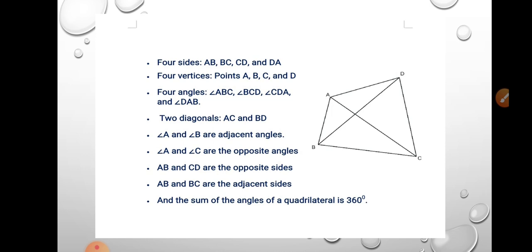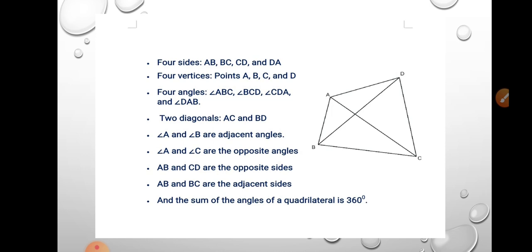Now it also has opposite sides. It has two pairs of opposite sides. Two sides of a quadrilateral are called opposite sides if they do not have a common endpoint. So look here. BC and AD, and the second pair is AB and CD. So AB and CD, and AD and BC are the two pairs of opposite sides of quadrilateral ABCD.